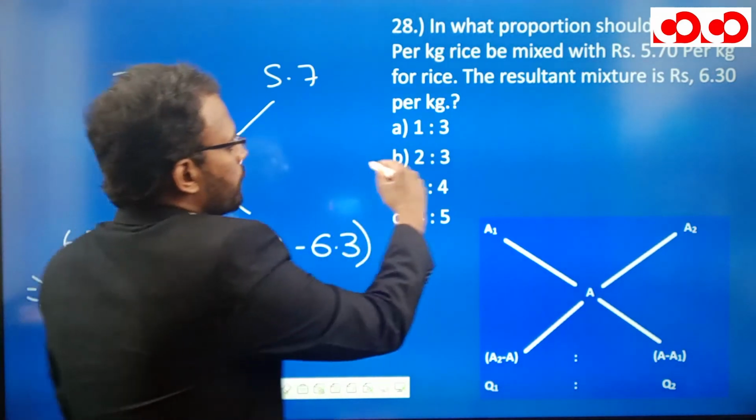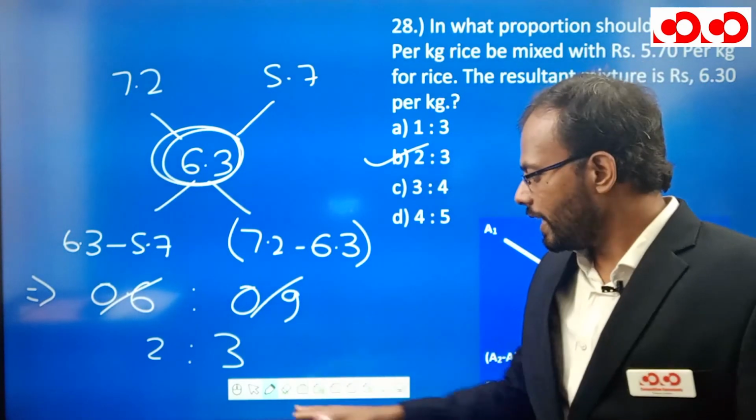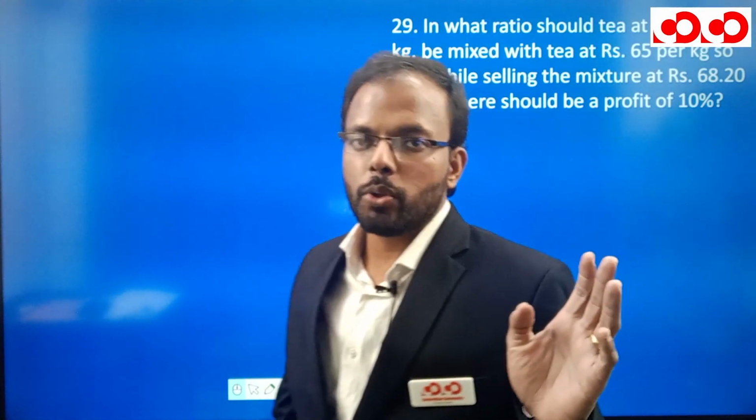And 2:3 means B is the correct answer for this question. I hope this is very clear. It's very easy. Again, let's take one more question on this pattern.